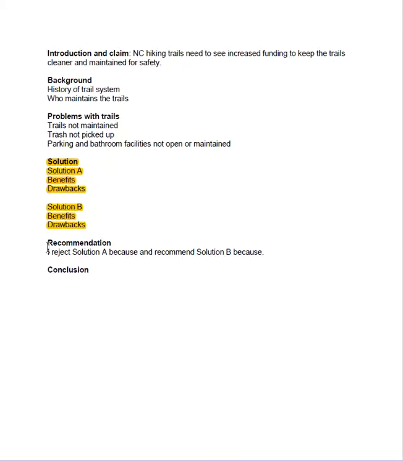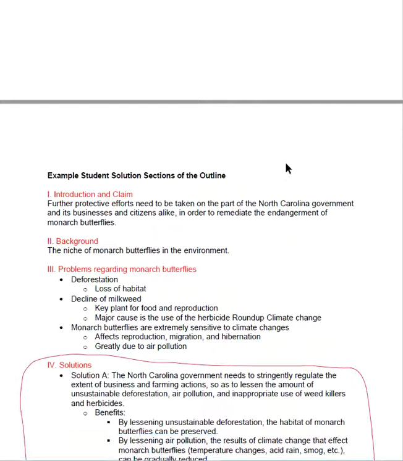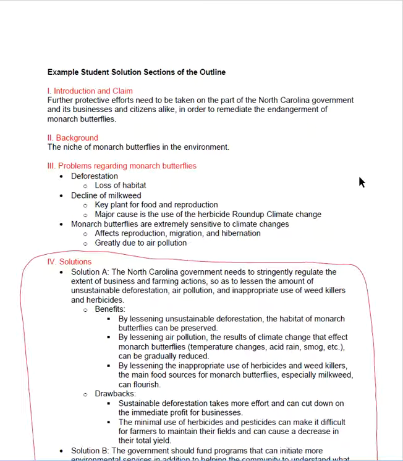And then I will have a recommendation paragraph where I will explain why I'm rejecting one solution and picking the others, right? So this is like a bare minimum outline. And that's what's part in the instructions for the project. Here's a student sample. She was writing on monarch butterflies, okay, the disappearance of the monarch butterflies.